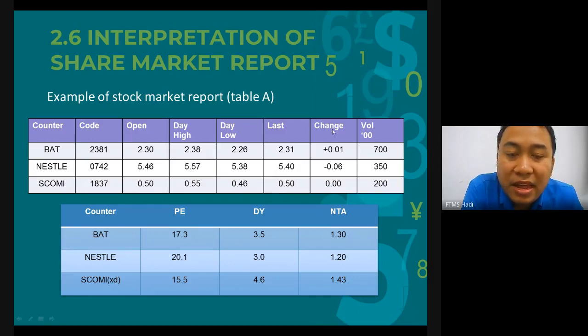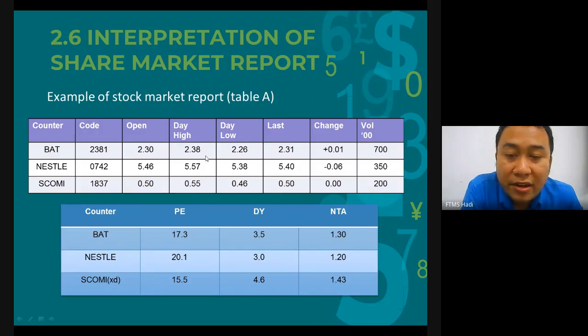All right, and then I'm going for last. Okay, last first. Last means the closing price. Remember that Bursa Malaysia closes at 5 p.m. So these are the prices that close at 5 p.m.: for BAT, 2 ringgit 31 cents, Nestle 5.40, and then Scomi 50 cents.